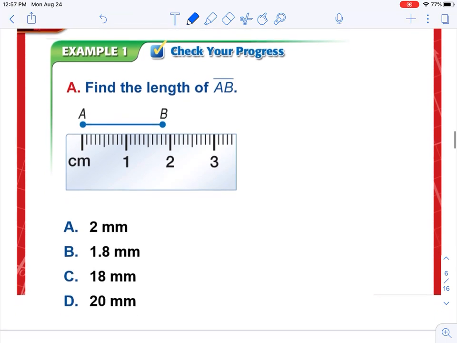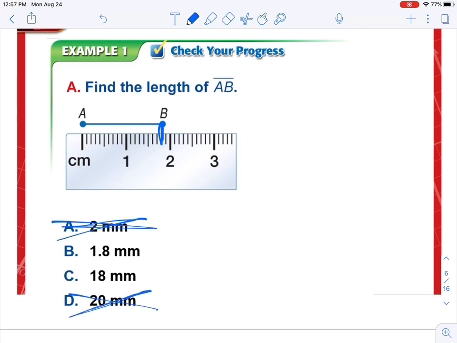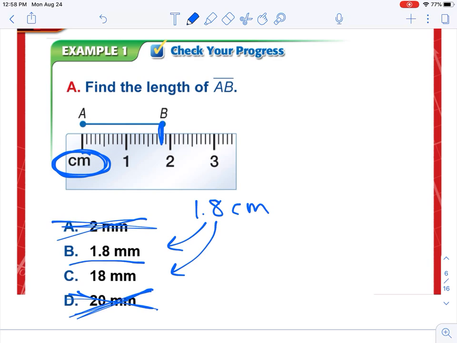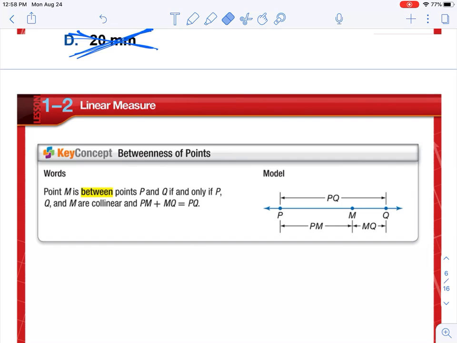Alrighty, this next one, it's kind of a tricky question. We for sure can say that our solution is not 2 millimeters or 20 millimeters. Let's look and see how our ruler is marked. It's marked in centimeters. So we could say that this is 1.8 centimeters. Now that's not even any of our choices. So which one of these two is equivalent to 1.8 centimeters? If you recall, we can just move our decimal place and know that 18 millimeters is the same as 1.8 centimeters. 1.8 millimeters would be about this big. It'd be about from here to here. Very tiny. Alrighty, so that's the first section, just measuring things.